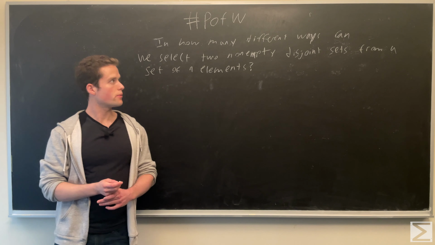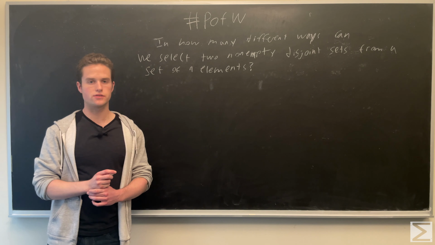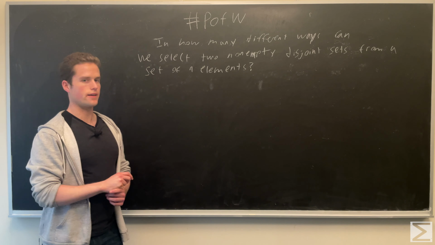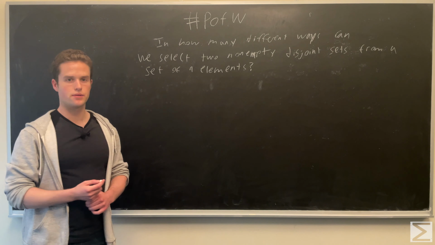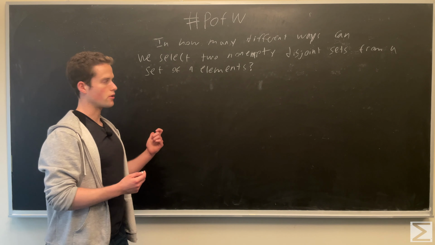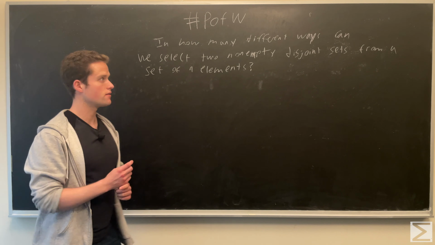For this week's problem, we want to count how many different ways we can select two non-empty disjoint sets from a set of n elements. So say we have n elements. We're going to do a quick trick for this, and then we'll see how the answer falls out.